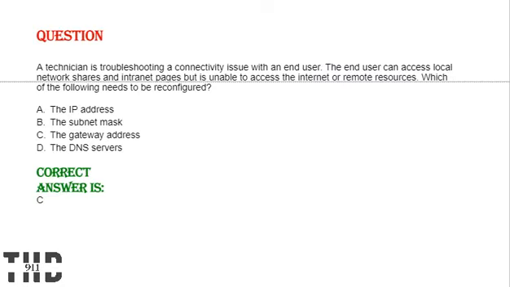A technician is troubleshooting a connectivity issue with an end user. The end user can access local network shares and internet pages but is unable to access the internet or remote resources. Which of the following needs to be configured? Option A, the IP address. Option B, the subnet mask. Option C, the gateway address. Option D, the DNS servers. The correct answer is option C.